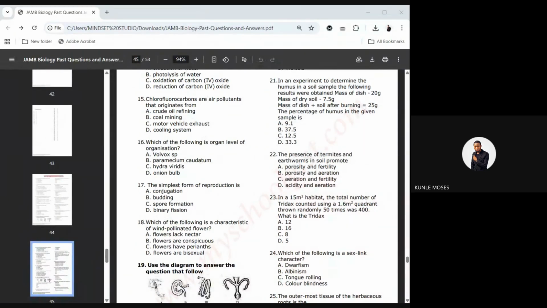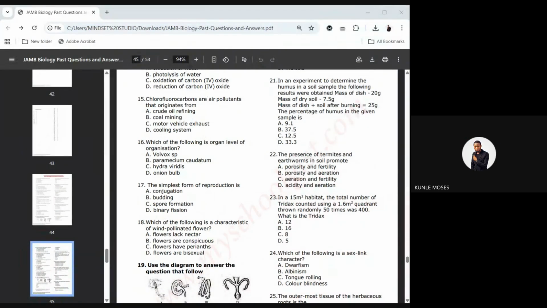Hello, are we together? We have two types of soil. We have the soil after burning, and we have the mass of dry soil to be 7.5. So we want to check the mass of soil after burning, and they gave us the mass of dish to be 20, and the mass of dish plus soil after burning is 25. So the other mass is for the dish. To get the mass of soil after burning, we simply do 25 minus 20, and that will give us 5. Did we get it?